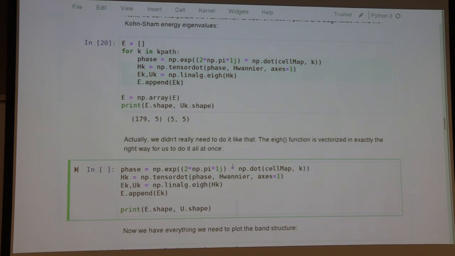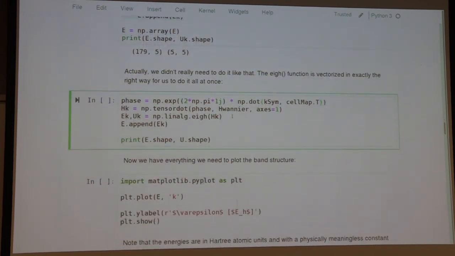So I will now take all the k points in my high symmetry path, and I'm going to calculate the phase for them all together. Okay, so k sim is n points by 3 and cell map is n by n cells by 3. I'm going to write it like this, so that the dot product works. So this is going to be something that has dimensions number of k points by number of cells. Right? Then when I do this operation, automatically I have number of k points by number of cells and so on.